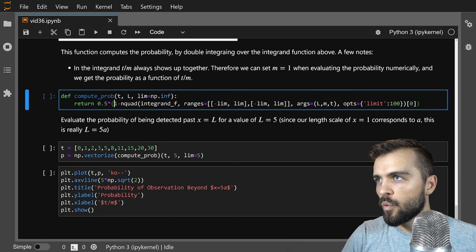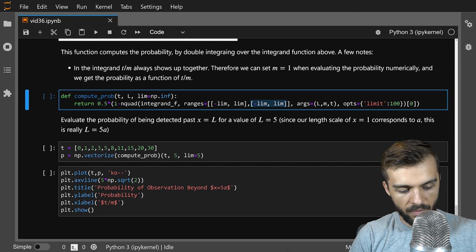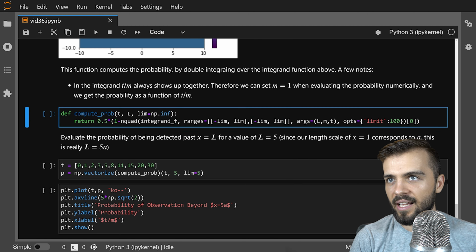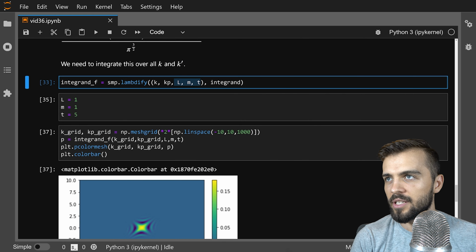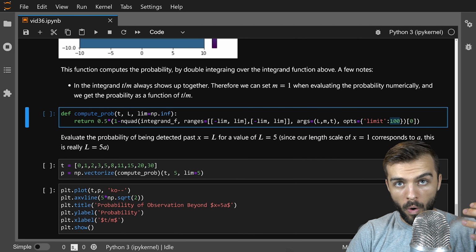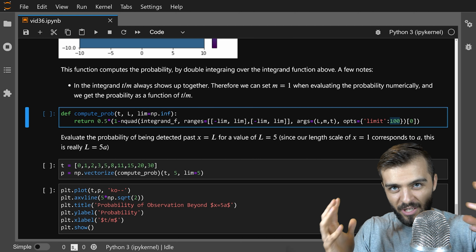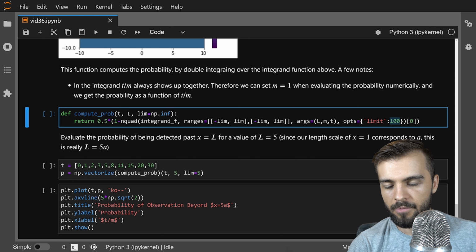So it's just 1/2 of 1 minus the integral of integrand f, that's the function we know. You'll note that k goes from negative infinity to infinity. K prime goes from negative infinity to infinity. The additional arguments that the integrand f takes are L, M, and T. That's the same order that I lambdified it above, L, M, and T. And I'm going to use 100 subdivisions in the quad routine. Remember, quad is a specific numerical routine to find the integral of a function. So I'm giving this additional option that I want to use 100 subdivisions.